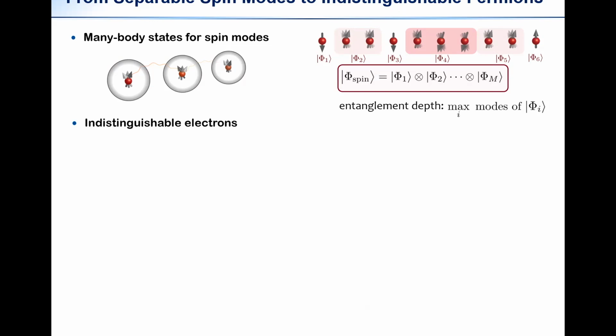But for indistinguishable particles, what's the definition of mode? Mode means you have a local spin, like a qubit at some site. So all these modes can be labeled. But if we have a many-body electron system, the indistinguishable electrons cannot be labeled.